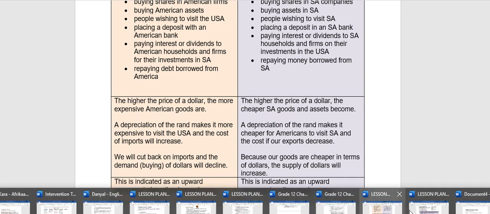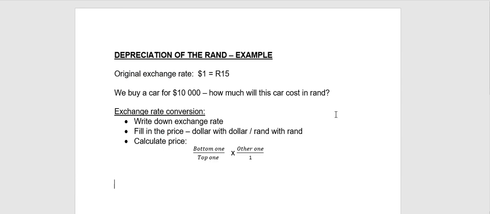Okay, so if we go to the example, if we look at the depreciation of the rand, this is the example that you have to write down. If I'm going too fast, you can pause the video until you catch up, and then obviously you can start playing again. All right, let's say the original exchange rate is $1 equals 15 rand. We buy a car, we import a car. So this buying of the car is basically our imports.